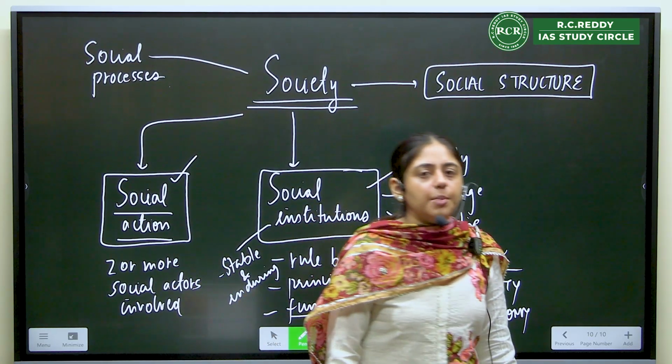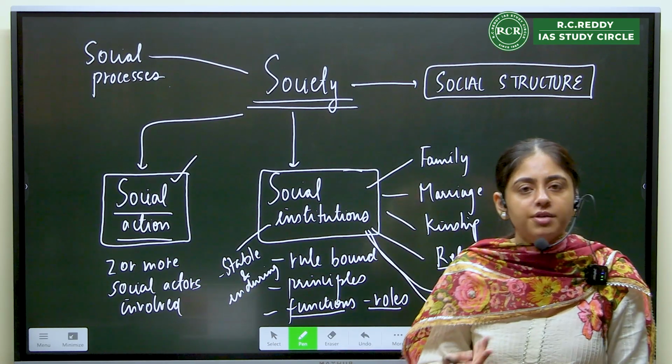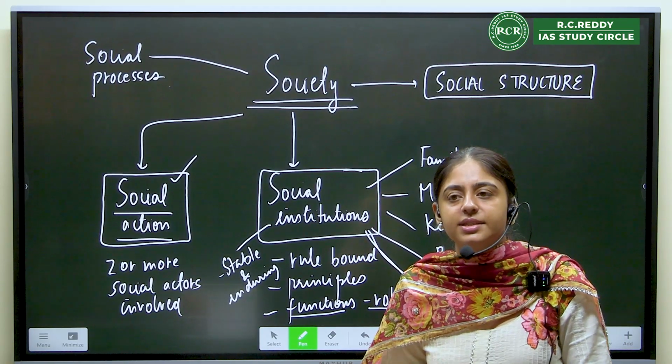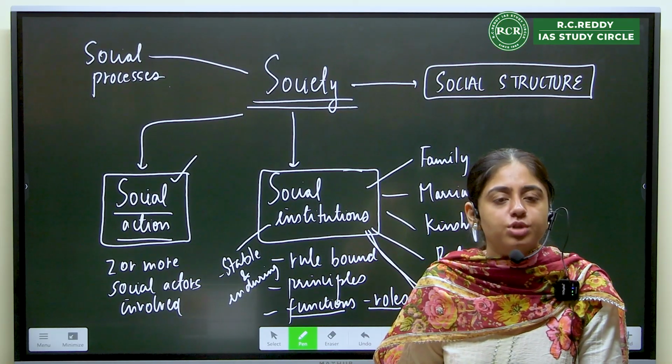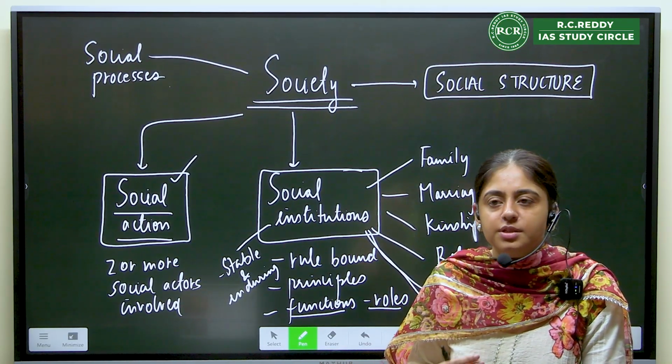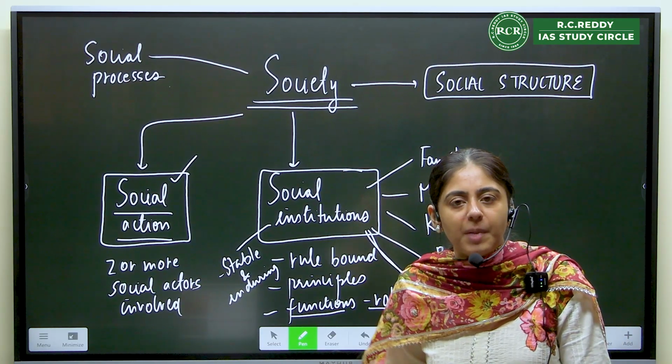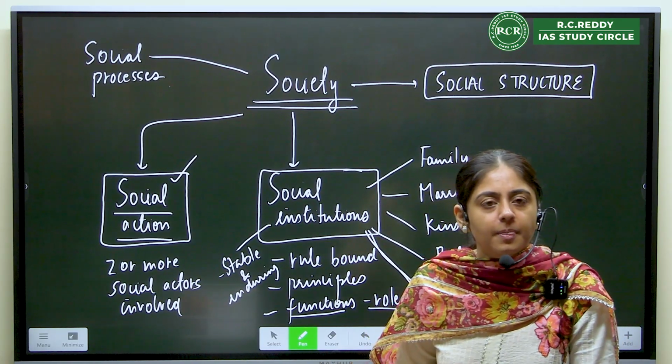There are certain processes which keep on happening, like conflict. Conflict is a process. Socialization. Socialization is a social process. Socialization is where we train the younger generation. We pass on the norms and values.